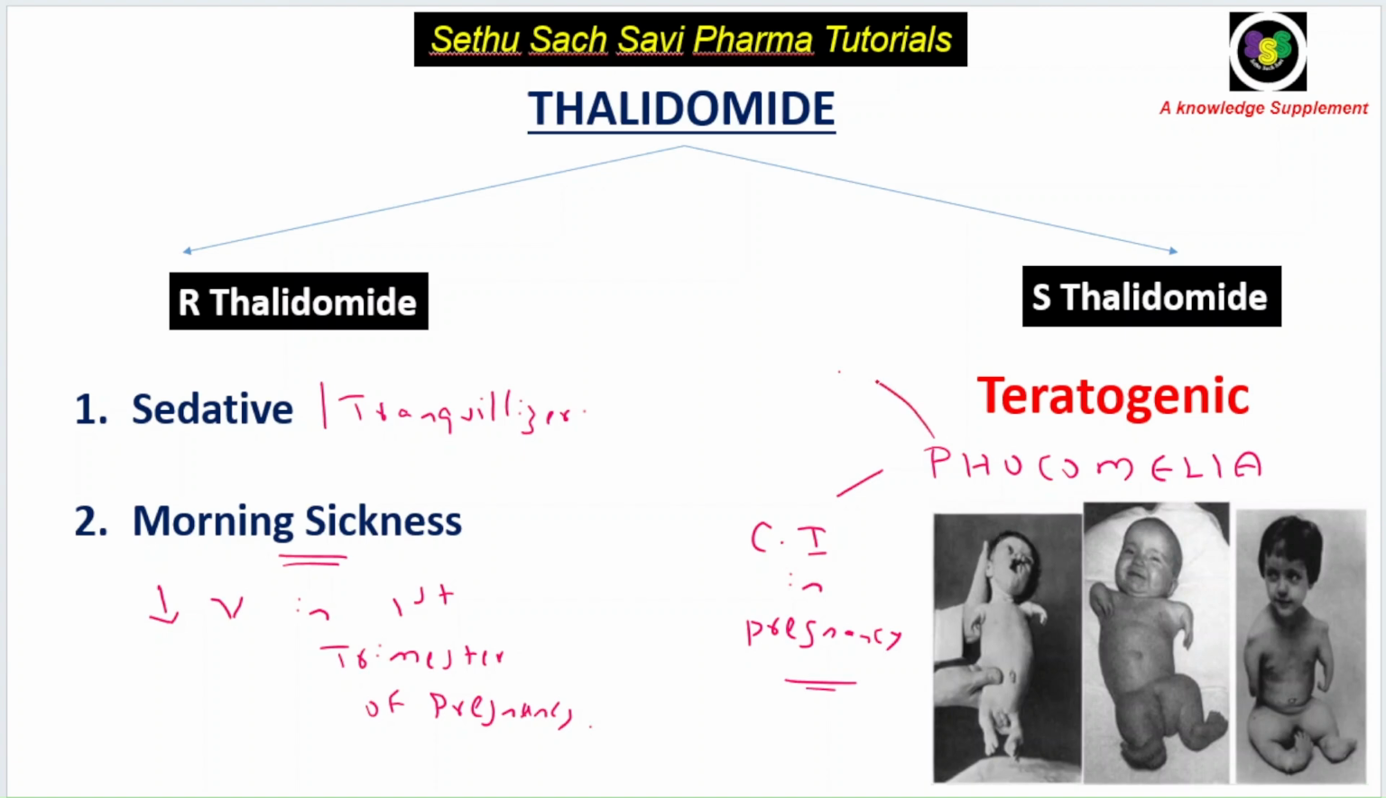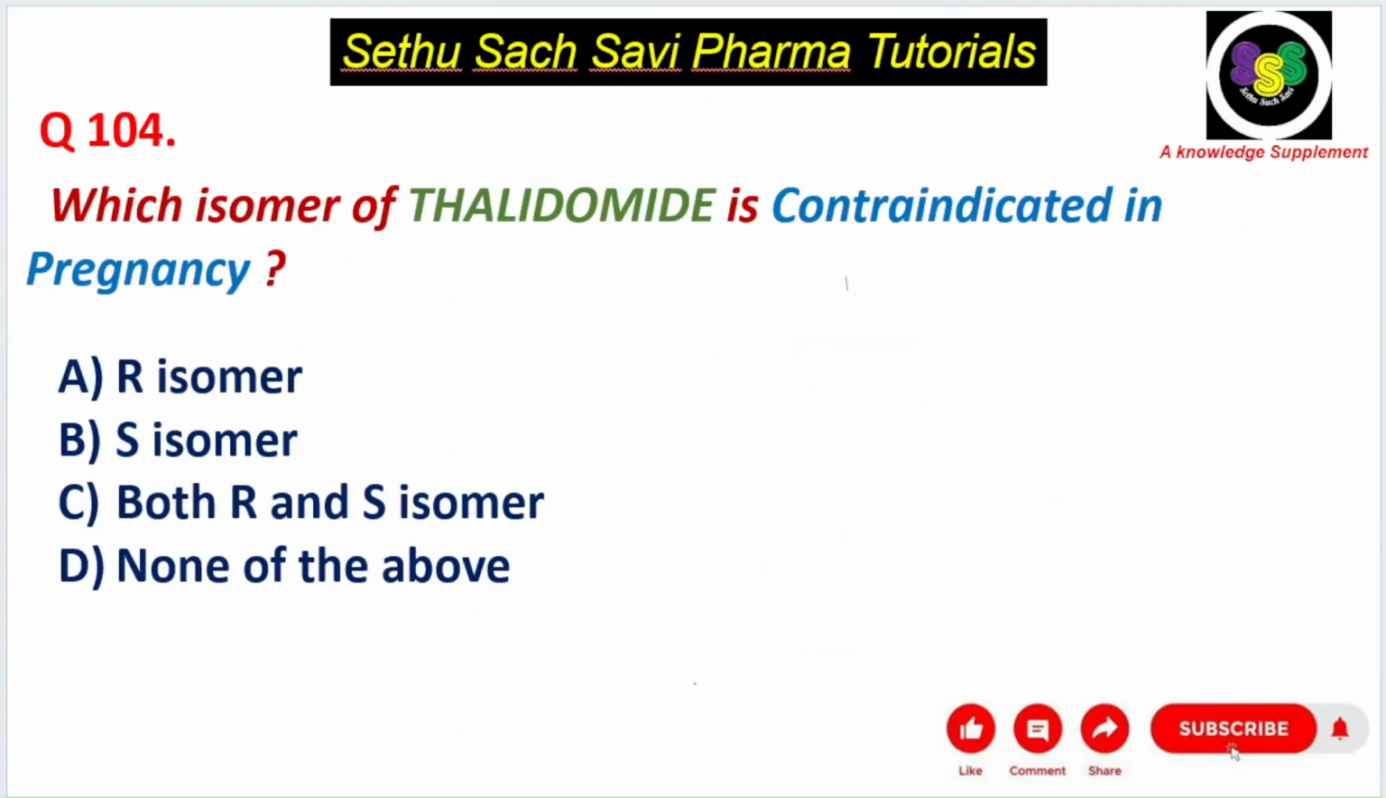And the reason for this phocomelia was found to be the inhibition of a protein called cereblon protein in the fetus. So due to the inhibition of the cereblon protein in the fetus, the severe malformation in the limbs and arms was seen, which is called phocomelia, and therefore it is contraindicated in pregnancy, and the drug was withdrawn from the market.